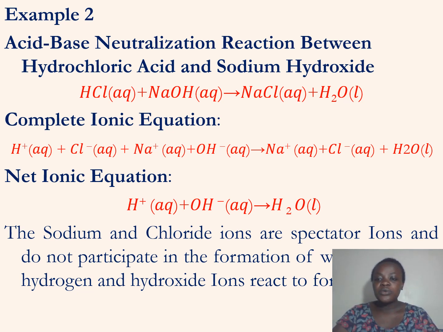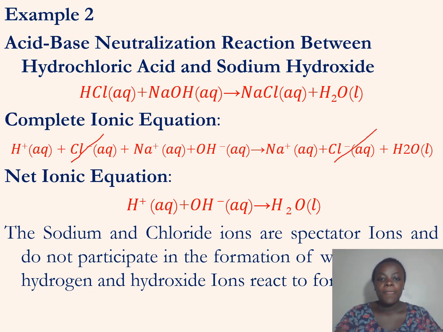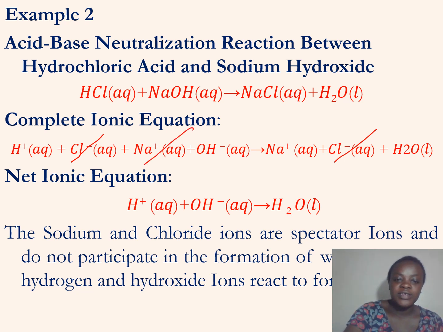Now we are going to get those ions that are not participating in the formation of water. Those are the spectator ions, and these are the ions that do not change their state symbols. For example, we have hydrogen aqueous, and in the product it is in liquid, so hydrogen is taking part. Then we have chlorine ion, aqueous, and chlorine ion, aqueous. So those are spectator ions, and we just cross them like that. Another spectator ion is the sodium ion. It is in aqueous, meaning it does not participate in the formation of water.